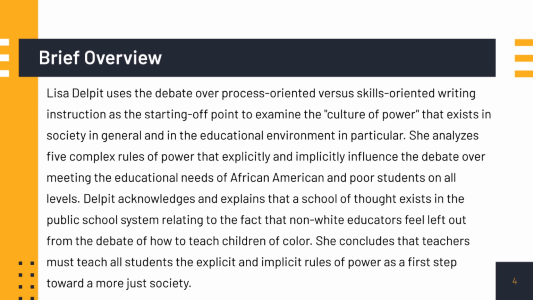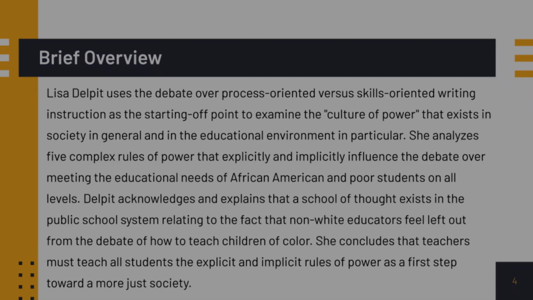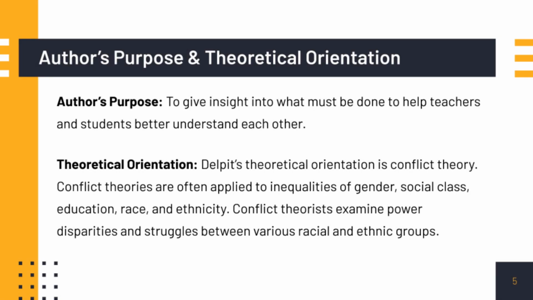Delpit acknowledges and explains that a school of thought exists in the public school system relating to the fact that non-white educators feel left out from the debate of how to teach children of color. She concludes that teachers must teach all students the explicit and implicit rules of power as a first step toward a more just society. The author's purpose is to give insight into what must be done to help teachers and students better understand each other.